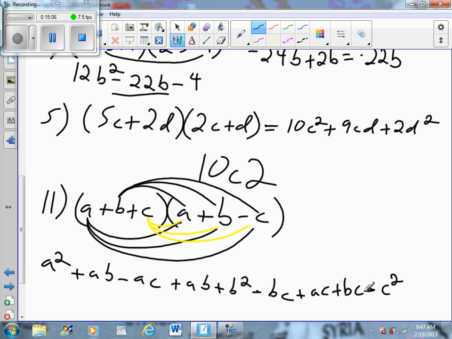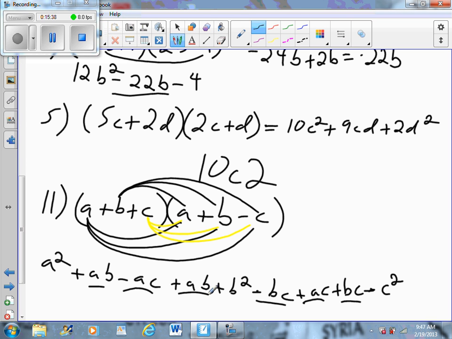Now, as you do this, you're going to see that there are some terms that will combine into bigger terms. Others may cancel. I'm looking at the acs here. They're going to end up canceling out. It looks like the bcs are going to cancel out. But it looks like your abs are going to combine into a 2ab. So don't throw your abs away. You can throw your acs and your bcs away. But abs are both positive, so you're going to get a 2ab there.